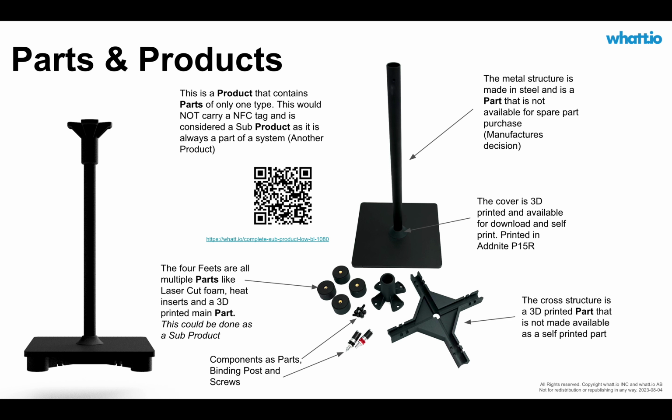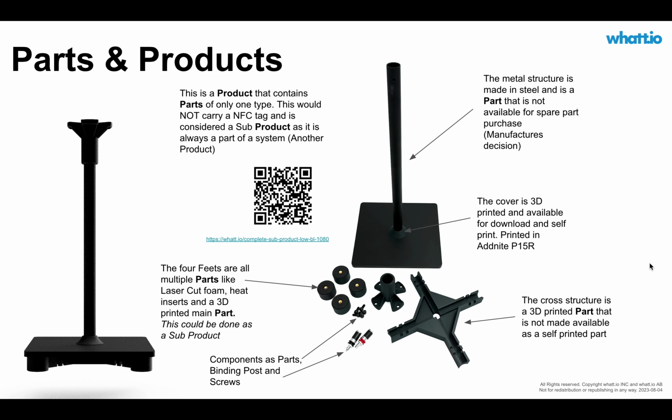You have the ability now also to use the QR code on the screen to see what this product's passport looks like, as every product, even if it's a subproduct, will have a QR code or have the ability to be used with a QR code. For the 4 feet, you actually have an option. You can define them as 3 individual parts, or they can be another subproduct. So a subproduct to another subproduct.